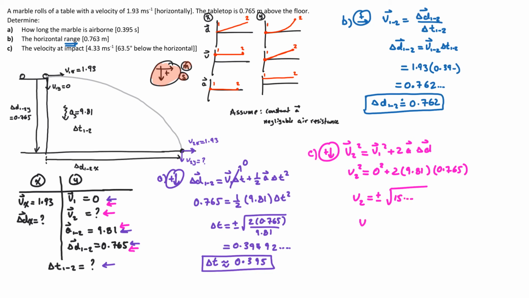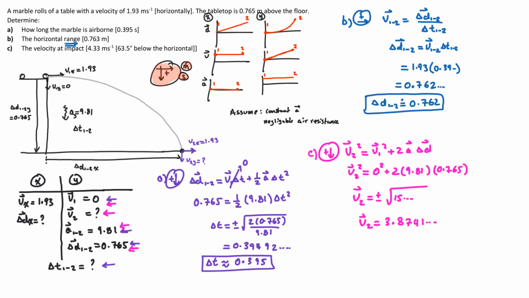15 something, and v2 will end up being, in this case, positive or negative. Well, we know that it's going down, and our positive sign convention is also down, so we're going to take the positive value here, and it's going to be 3.8741... continued, and I'm going to use the exact value as I'm continuing with my solution.